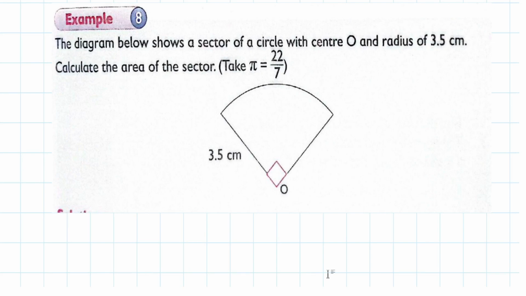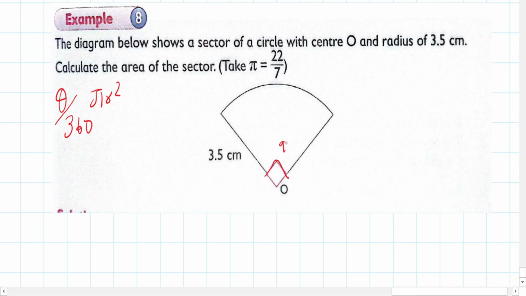Okay, and now another video on area of a sector. Now, area of a sector is given by this famous formula, that is theta over 360 times pi r squared. Okay, now our theta here is 90 degrees.